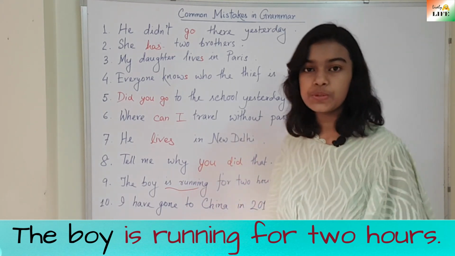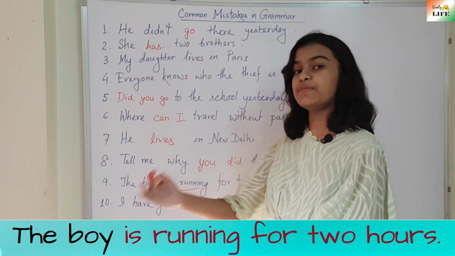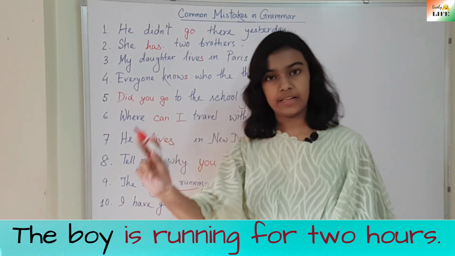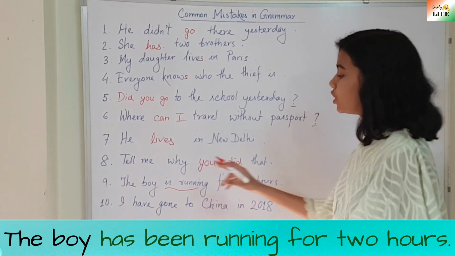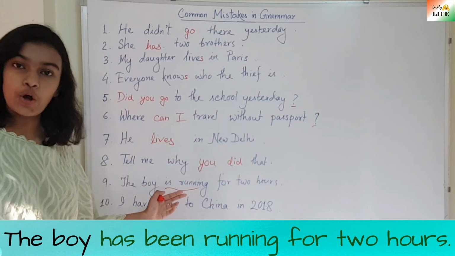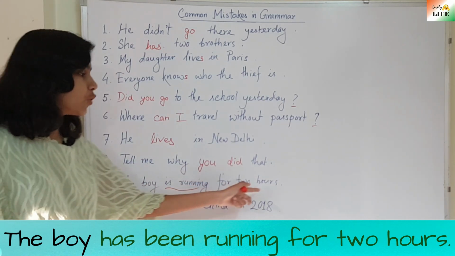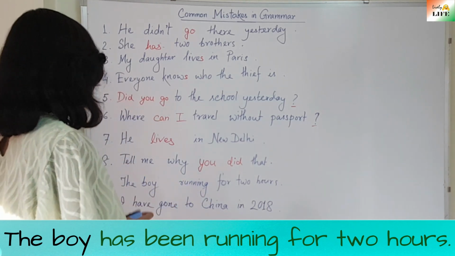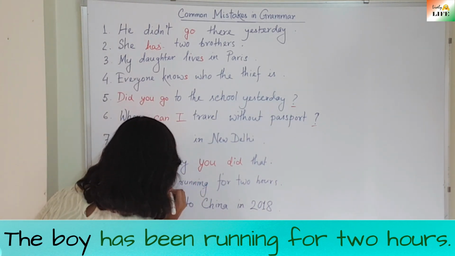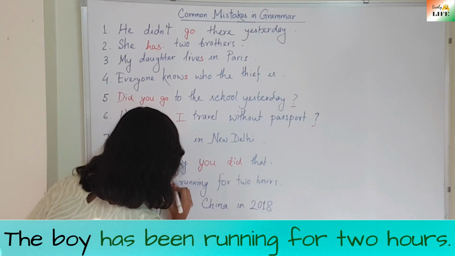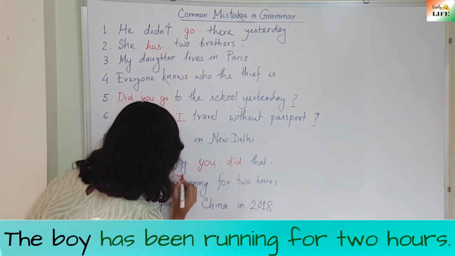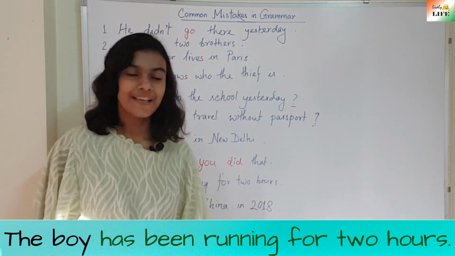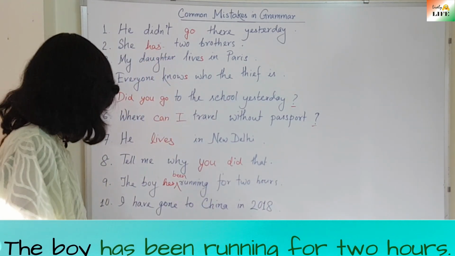What is the present perfect continuous tense? The boy has been, right? The boy is third person singular, so we will use "has," then "been," and then "running." "The boy is running" is wrong. The boy has been running for 2 hours. So let's correct it. Has been. The boy has been running for 2 hours. This is the correct form of the sentence.